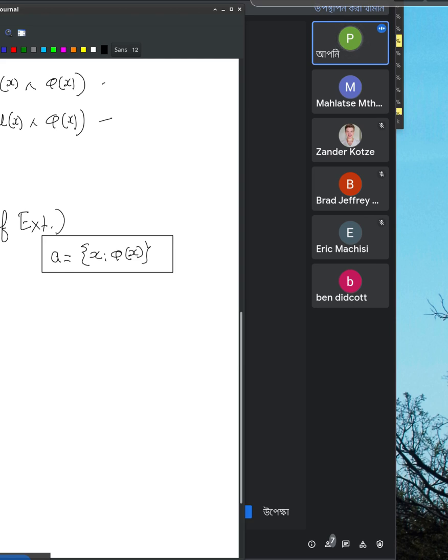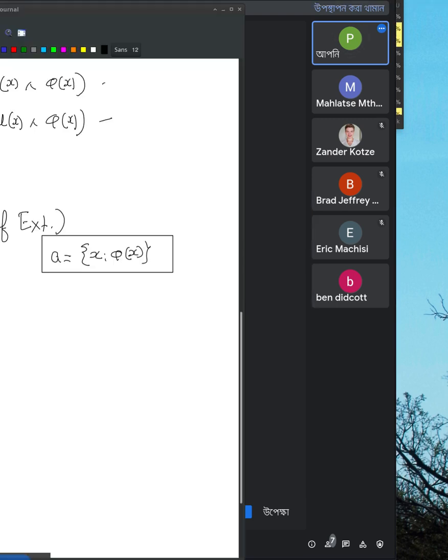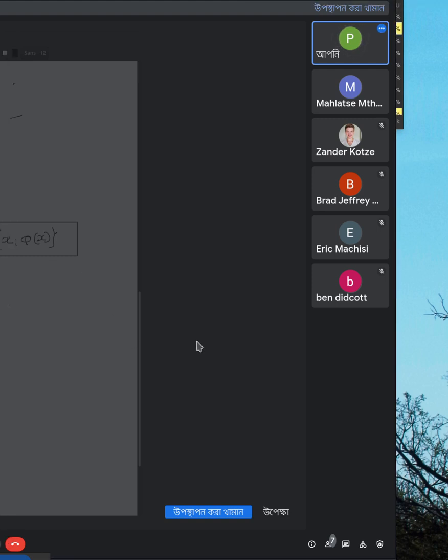for all x, for all y, there exists a set A such that A is a small set and x is a member of A and y is a member of A. Okay? Alright? So that's the axiom of pairing.